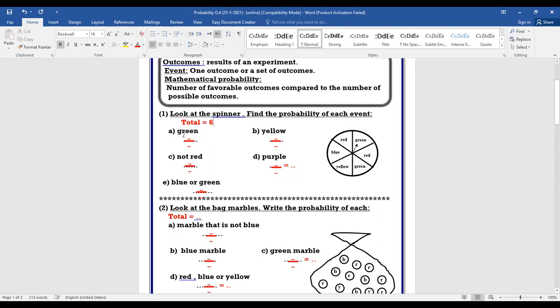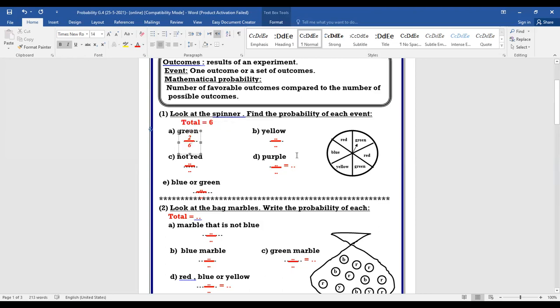Okay. Green. I want to find the probability of green. How many green parts here? 1, 2. We have 2 green. This will be the numerator. It will be 2 out of the total. 2 out of 6. Only.